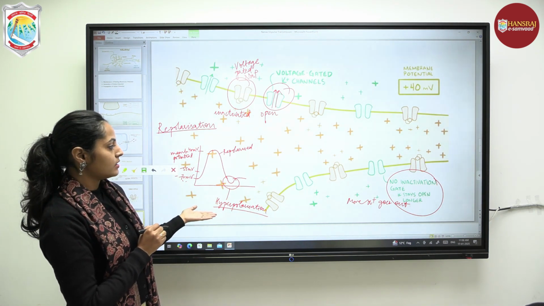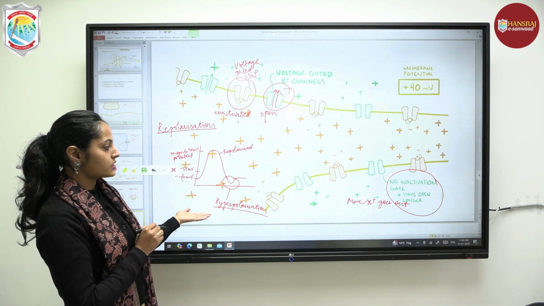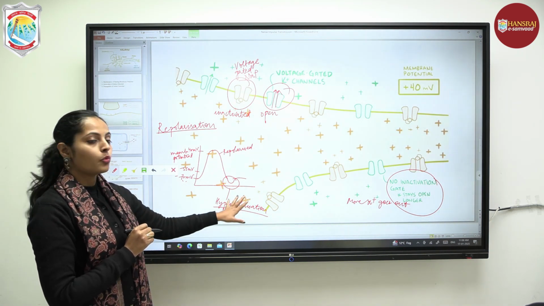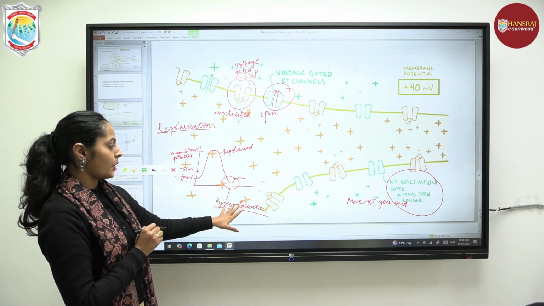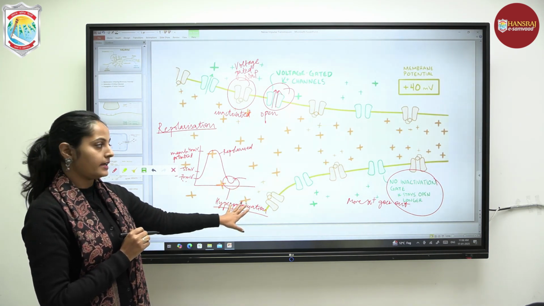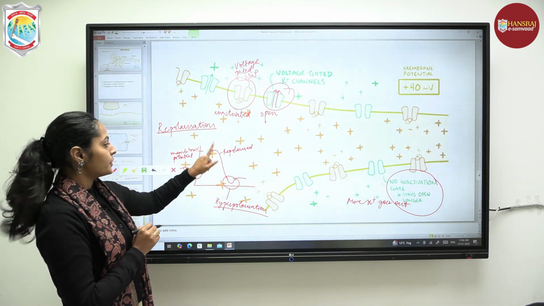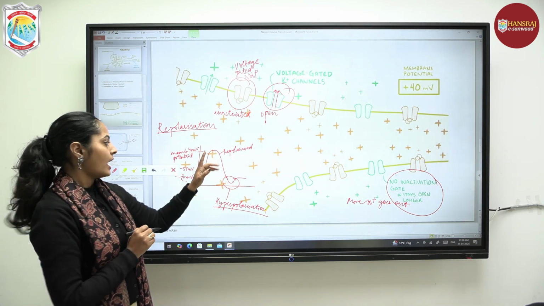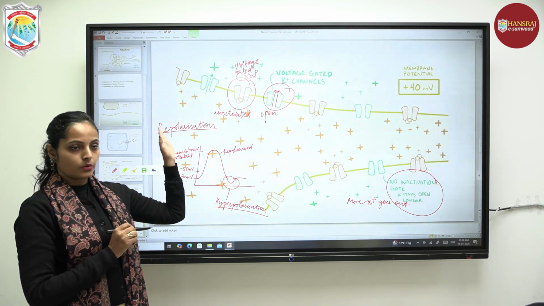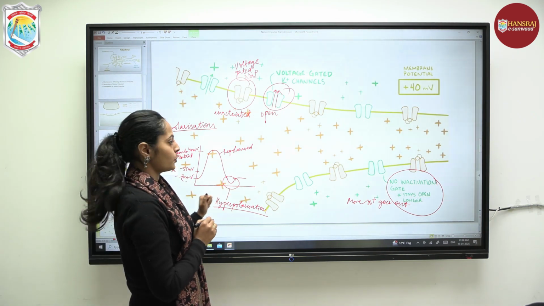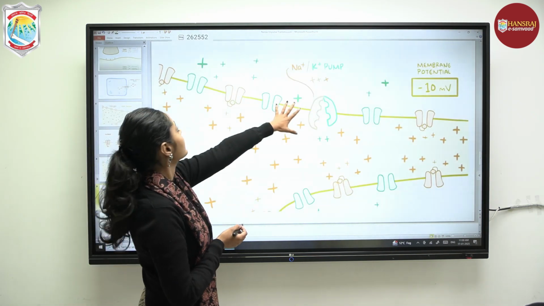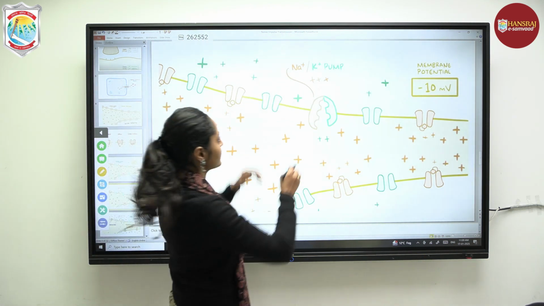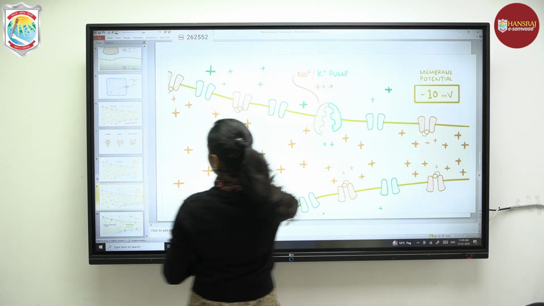So at this point the membrane is hyperpolarized. What happens to the voltage gated sodium channels over here? During the hyperpolarization state they would become closed. During repolarization they were inactivated, and during depolarization they were open. So that's a very important point to note over here. Another important thing is that the sodium potassium pump is working throughout. It will work throughout.